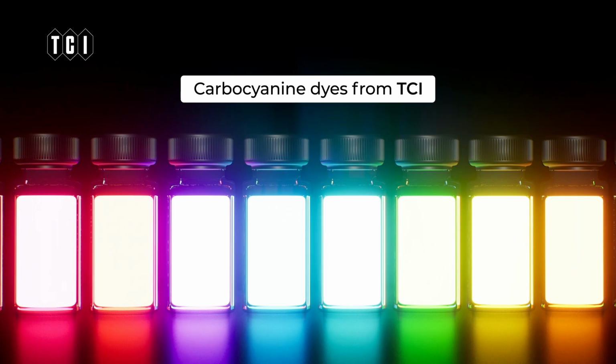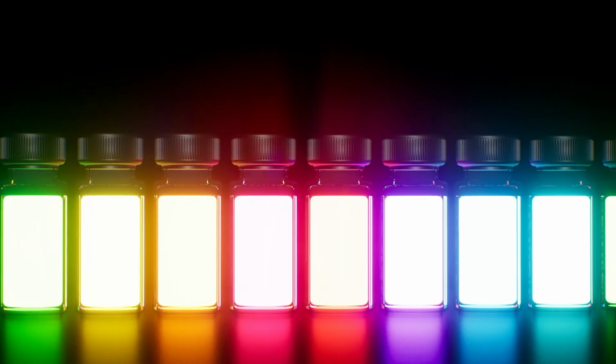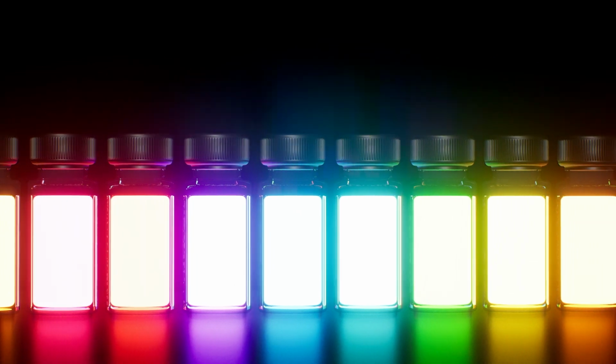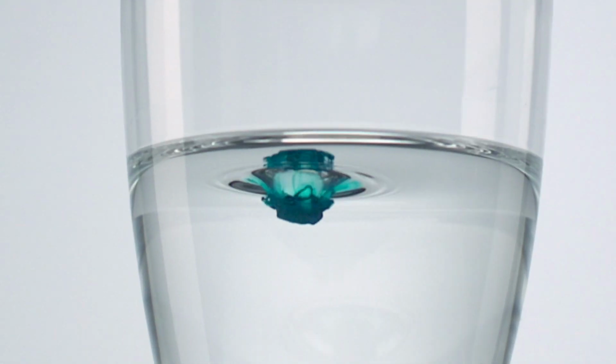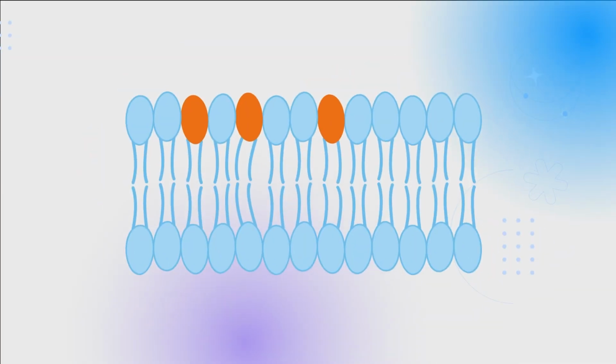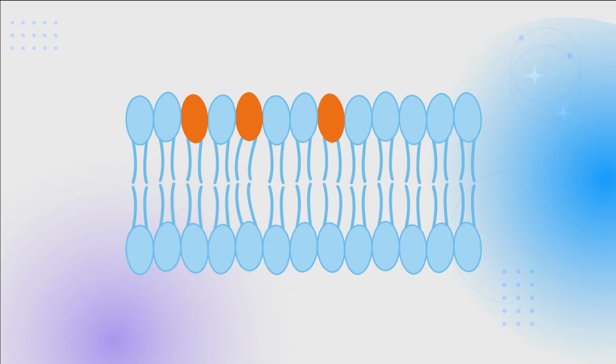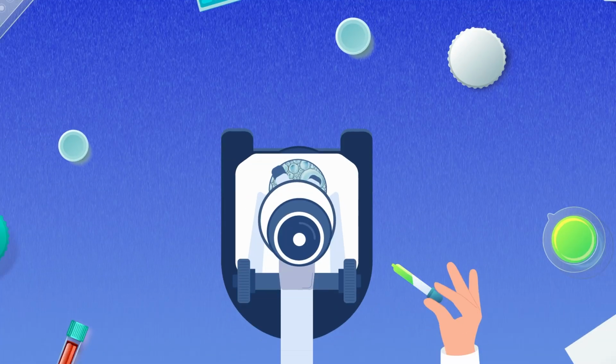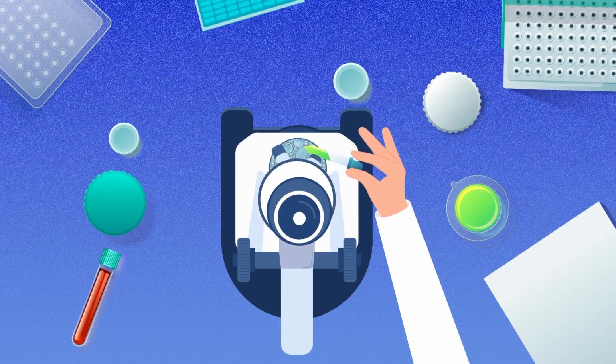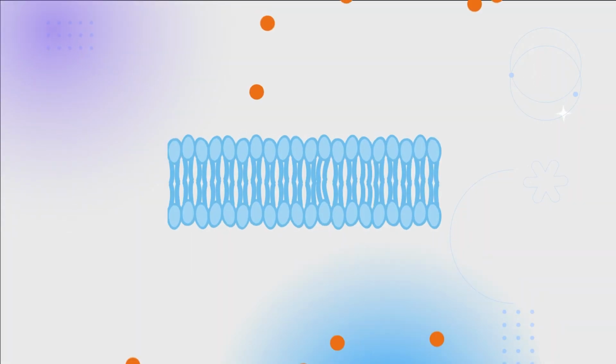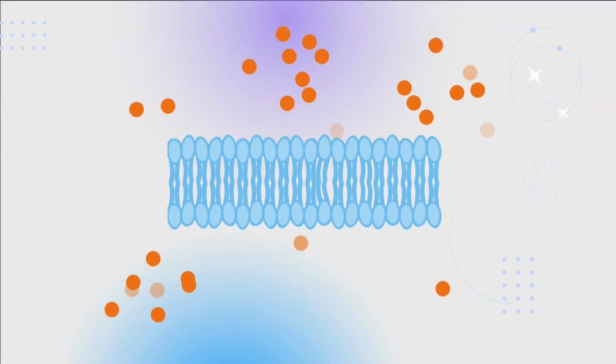TCI offers lots of carbocyanine dyes, which are highly lipophilic fluorescent dyes. Carbocyanine dyes with long-chain hydrocarbons show little fluorescence in water, but they become fluorescent when incorporated into lipids such as cell membranes. Taking advantage of this property, carbocyanine dyes are widely used as membrane probes to study cell membranes.